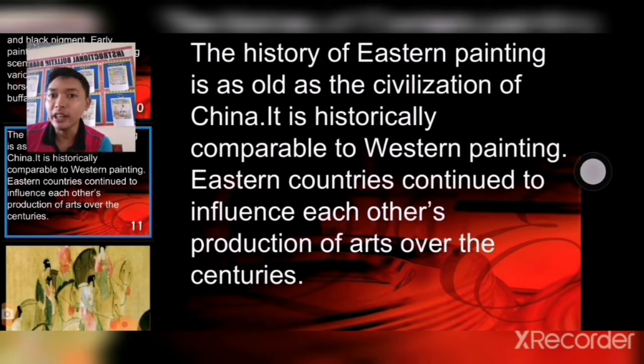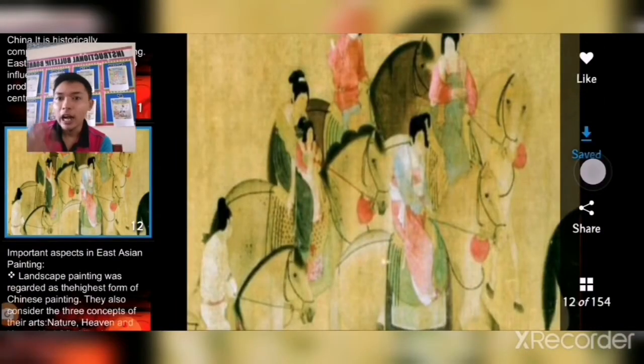The history of Eastern painting is as old as the civilization of China. It is historically comparable to Western painting. Eastern countries continued to influence each other's productions of arts over the centuries. Now, as you can see in the picture, there is a horse, and there are women who ride the horses, and this shows the scenes of everyday life or their daily living.